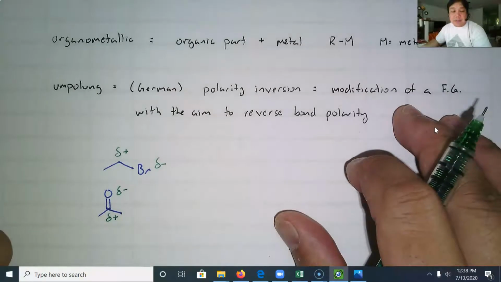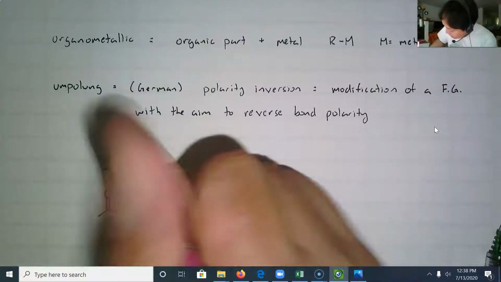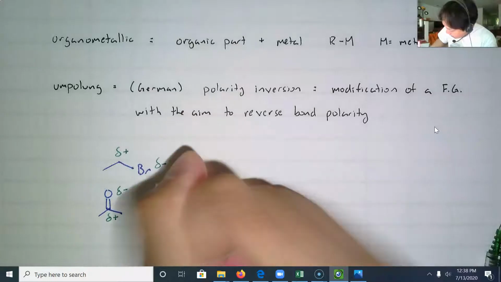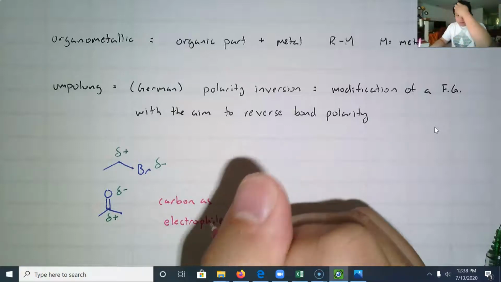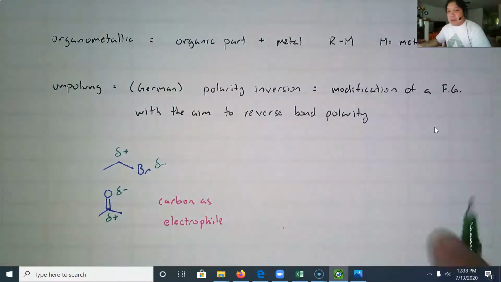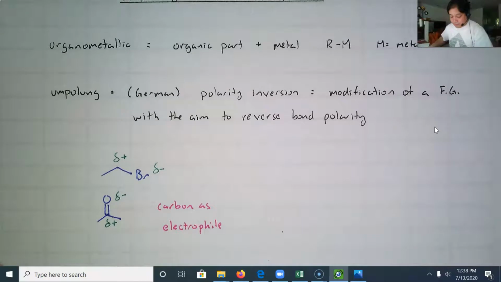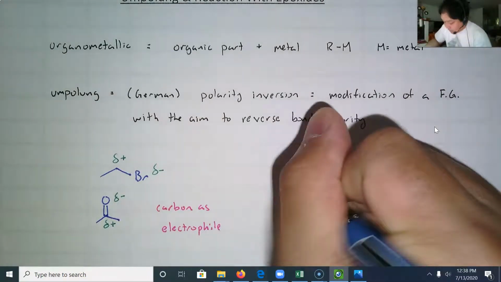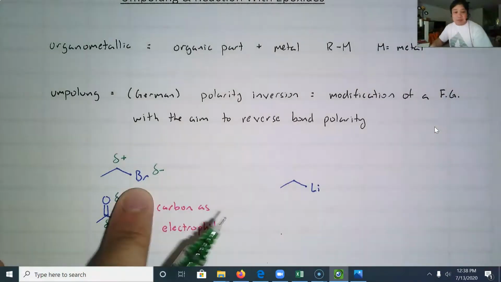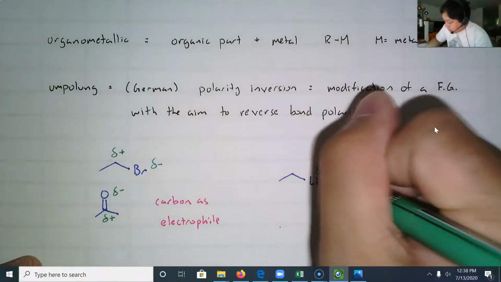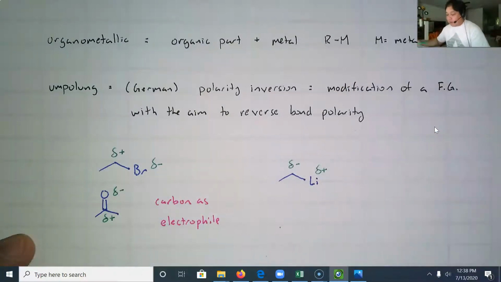A lot of the reactions that we've seen in the past, the carbon is an electrophile. It wants to be attacked by a nucleophile. Okay. By creating these organometallics, we're going to reverse the polarity and now have carbon as a negative or partial negative. So here's one example. We put a lithium, we replace a bromine with a lithium, and we're able to accomplish Umpolung or polarity inversion.